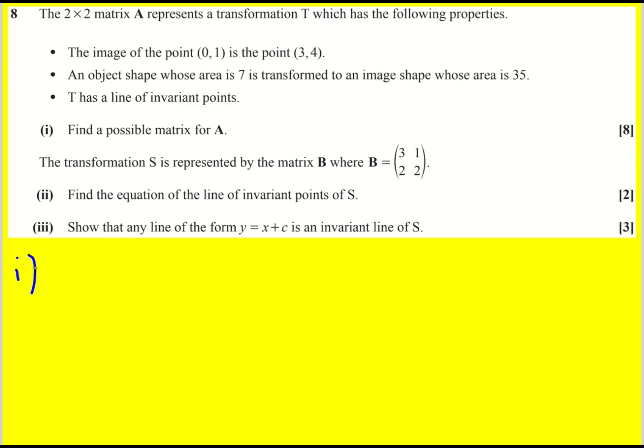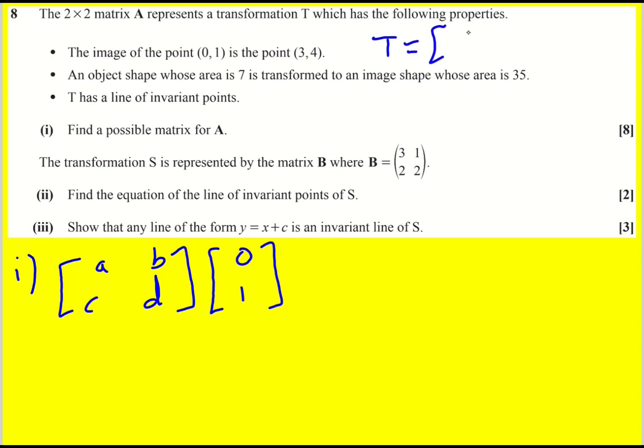Nice question here. We're given a 2 by 2 matrix that represents a transformation, given some properties, and we have to work out what it is. So I'm going to call the matrix a, b, c, d for its elements. And we're told, for the first piece of information, the image of the point (0, 1) is the point (3, 4). So that means when we transform (0, 1) by multiplying it by the matrix that we're interested in, T equals (a, b; c, d), then I'm going to get the vector (3, 4), the coordinates 3, 4.